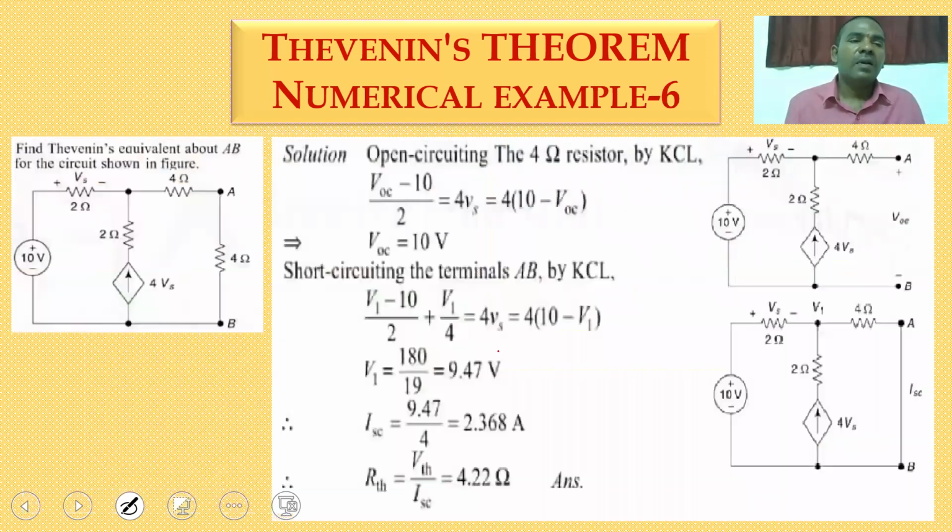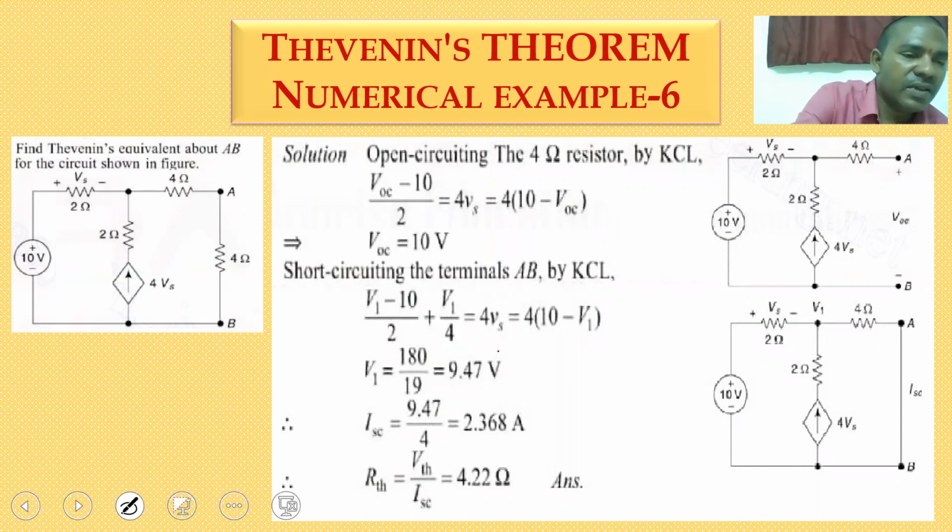Next, another circuit, where they have given 4 ohms as a load. For this load we have to find the equivalent circuit. For the given circuit, one is a dependent source and another one is an independent source. So 10 volts is an independent source, and 4V8 is a dependent source.